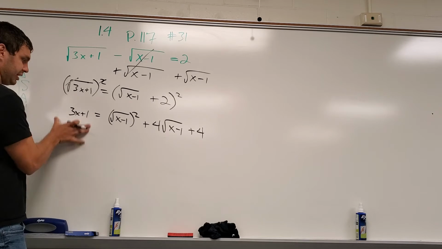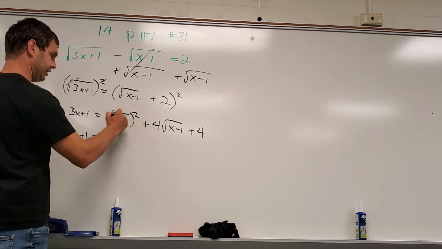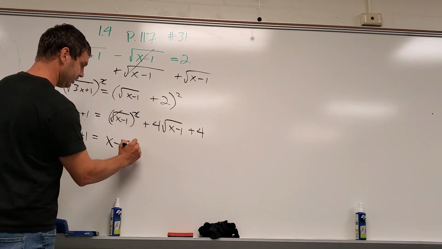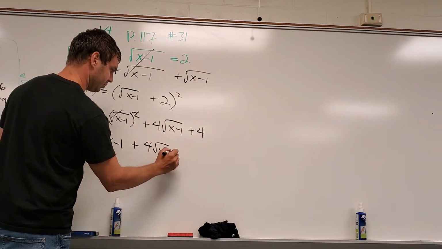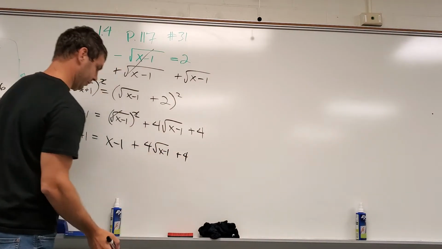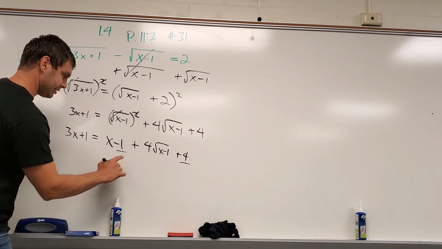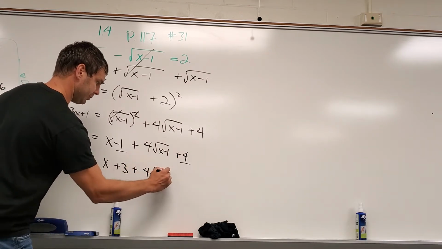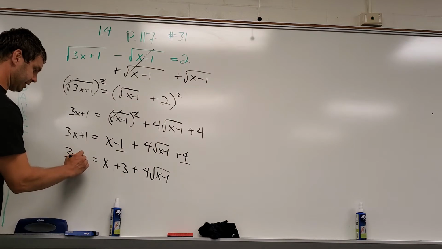All right? So we can simplify this a little bit. On the left side, it's just going to stay 3x plus 1. On the right side, those will cancel. That's nice. Leaving us with x minus 1, and then plus 4 square root of x minus 1 plus 4. Okay, I can combine some like terms on the right side, and that's going to give me x plus 3 plus 4 times the square root of x minus 1. And then the left side is still 3x plus 1.